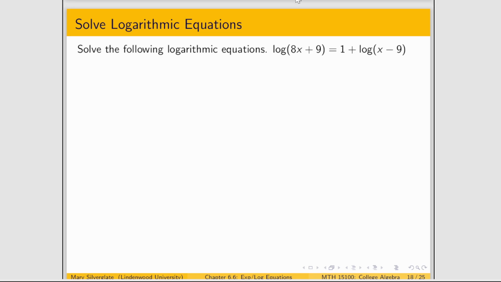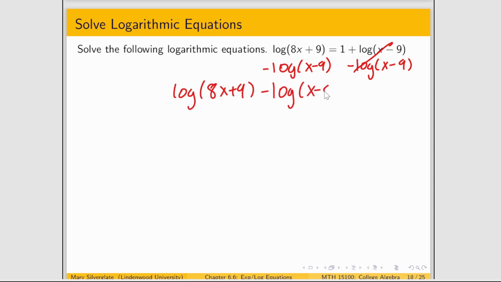So here, if I'm going to move all my logs to one side, in particular I'm going to subtract log of x minus 9 from both sides. That cancels out to make 0. I have log of 8x plus 9 minus log of x minus 9 is equal to 1. And now I want to condense these to make one log so that I can then just exploit the definition of logs. And what does subtracting outside the log become? That becomes division inside the log. So this becomes my new equation.